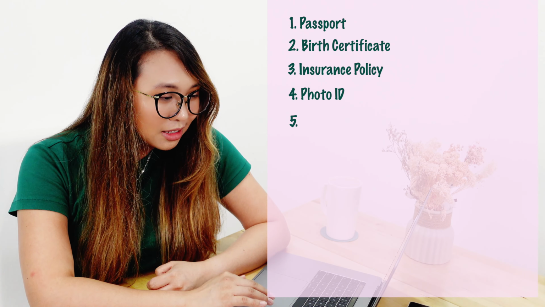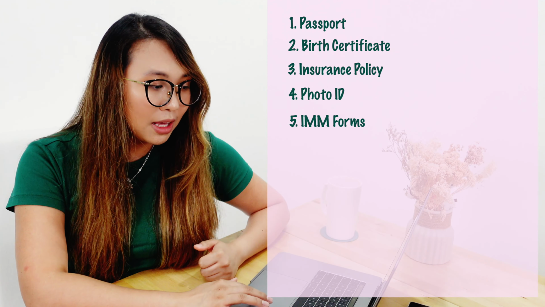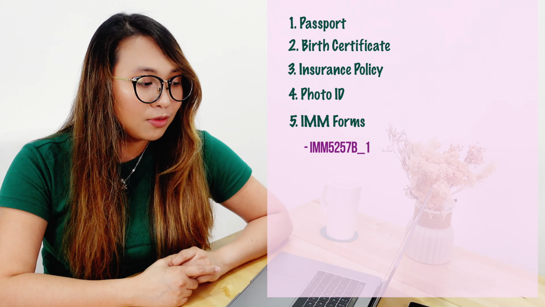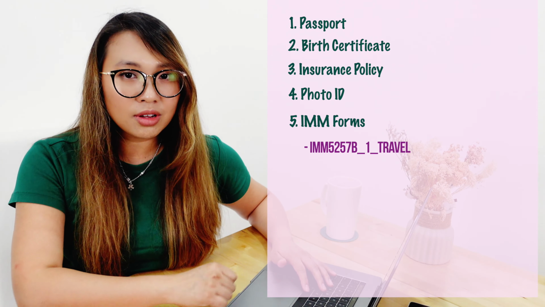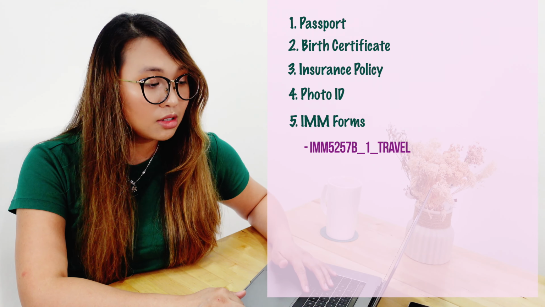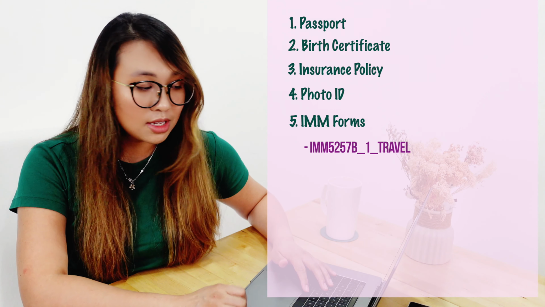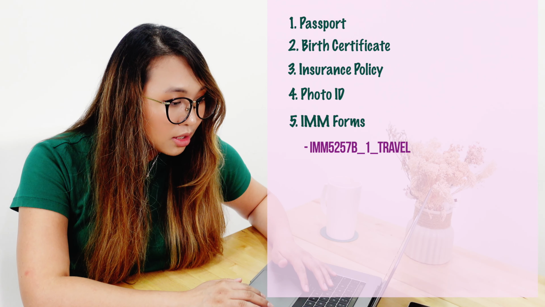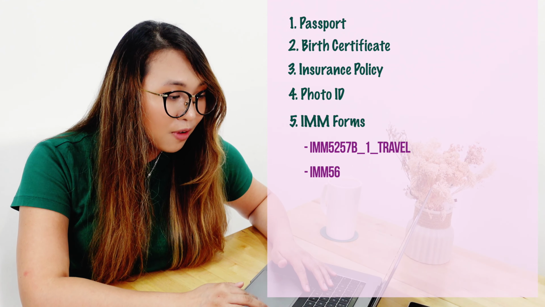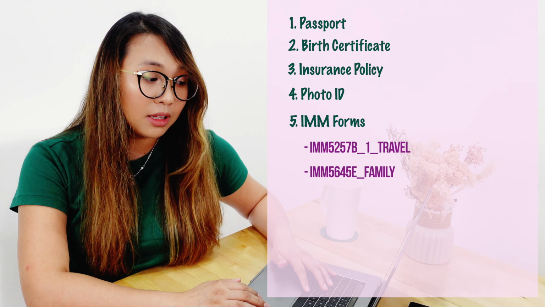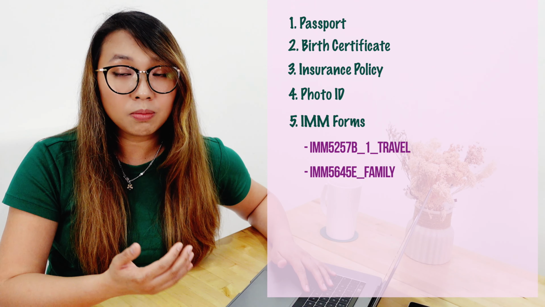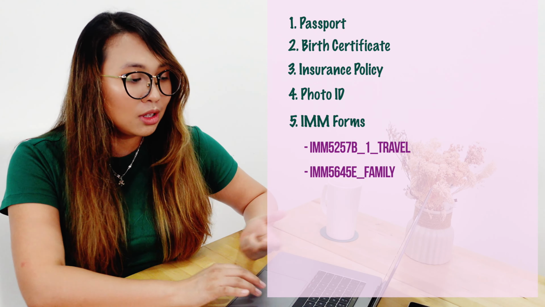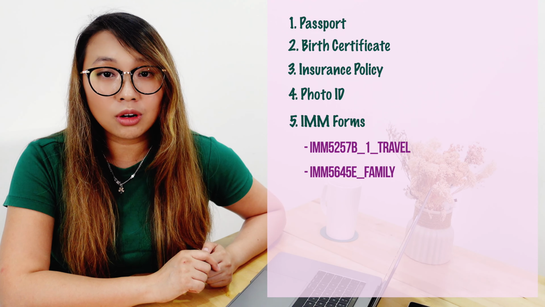And the forms that your child needs to fill up are the IMM 5257B1 travel. This one pertains to the temporary residence information as well, same with me and the student visa. And then the next one is the IMM 5645E family as well. In this case, it will only indicate the parents of your child. That's the only two forms that we filled up for our child.